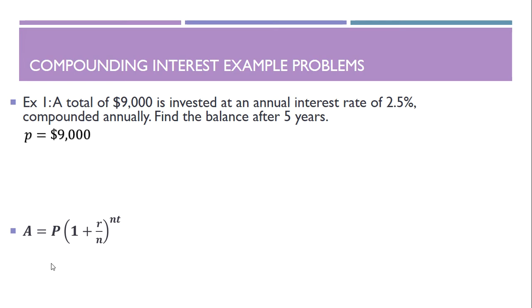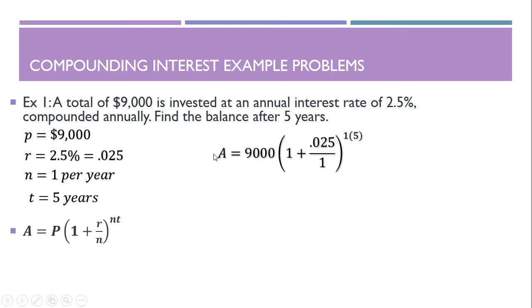So the P in this equation is 9,000. That's our principal. That is the amount we are starting with. The rate is 2.5%. So 2.5% as a decimal is 0.025. So we do need to change the percent to a decimal. N is the number of compoundings per year. This says compounded annually, so this would be once per year. And T is the number of time. So find the balance after 5 years. That is our total number of time, which is 5. So now we plug all of this information into our formula, as you can see here.